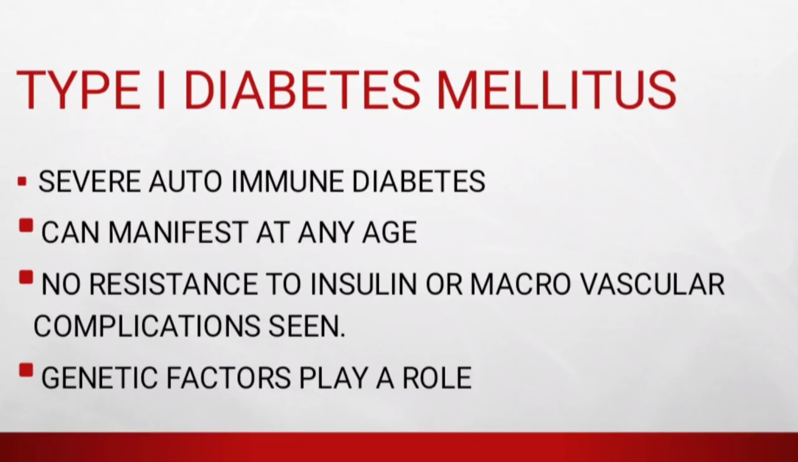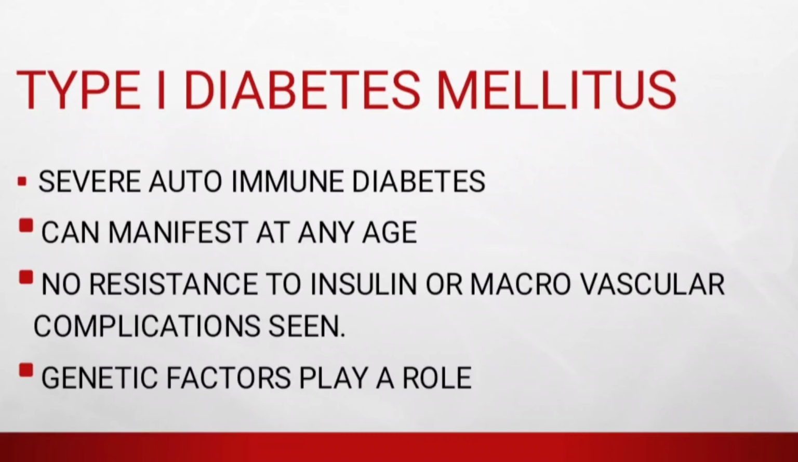Let's discuss an autoimmune disorder called type 1 autoimmune diabetes mellitus. We all know that diabetes mellitus has two types, type 1 and type 2. Type 1 is an autoimmune condition. It is a more severe form of diabetes. It is a condition where no insulin resistance is seen, and macrovascular complications are also not seen. Microvascular complications always set in after the development of the disease.